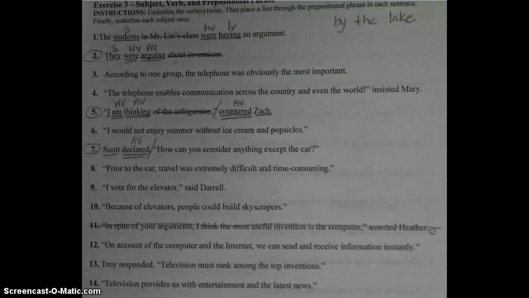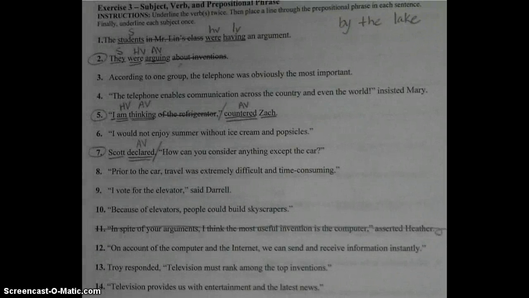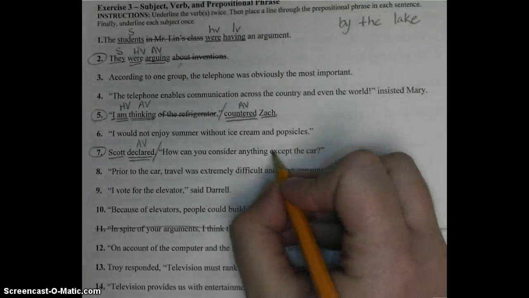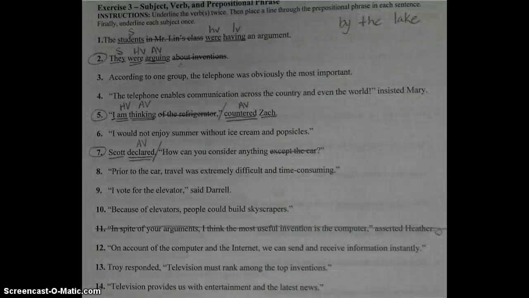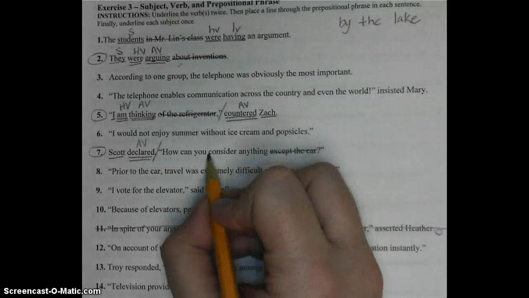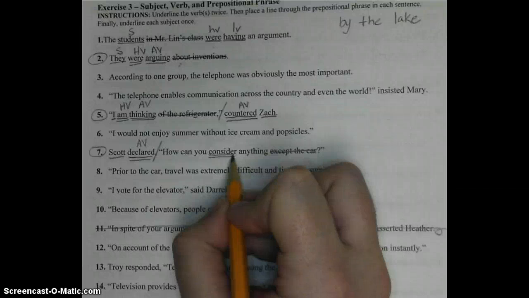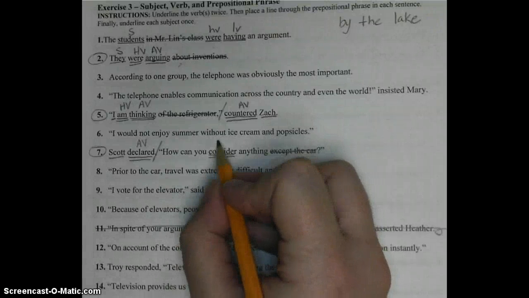Okay, this is a question. We've not seen one of these yet, so this might be interesting. But let's first see if we can find the prepositional phrase. Except is a preposition. Except the car is probably my prepositional phrase, because car is the noun that ends the phrase. Okay. Finding the verb might be tougher. I think it's consider, because that's the action in this case. It's a mental action.